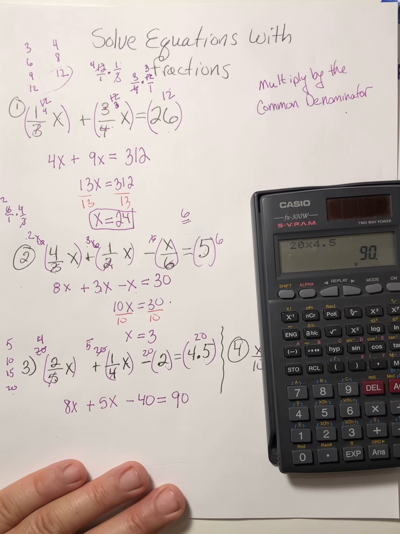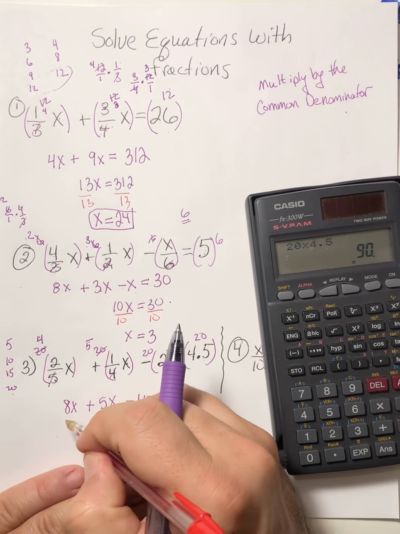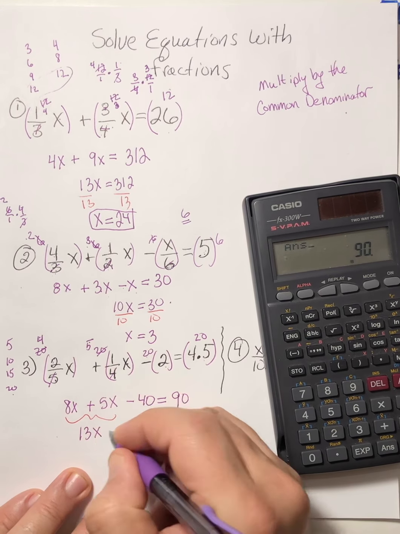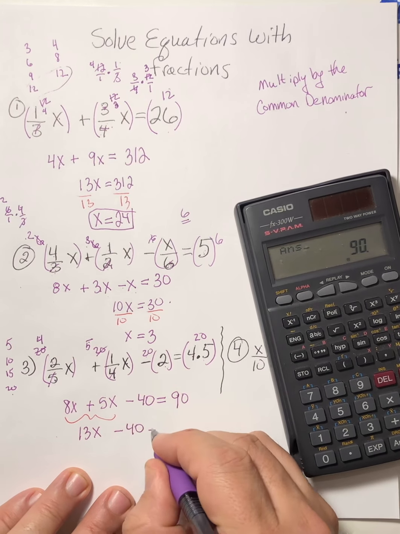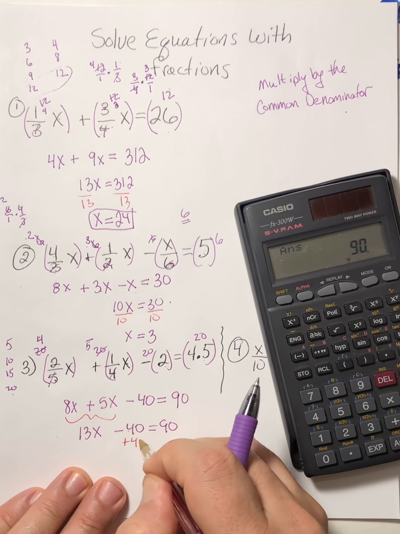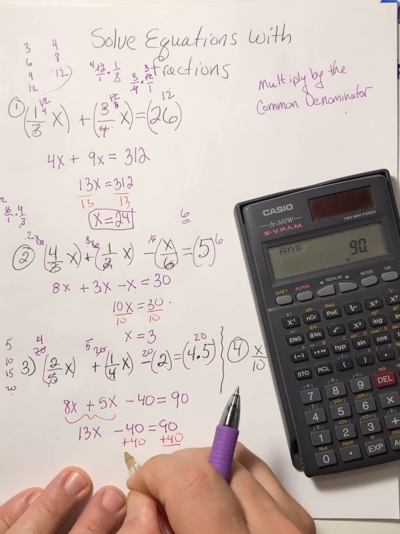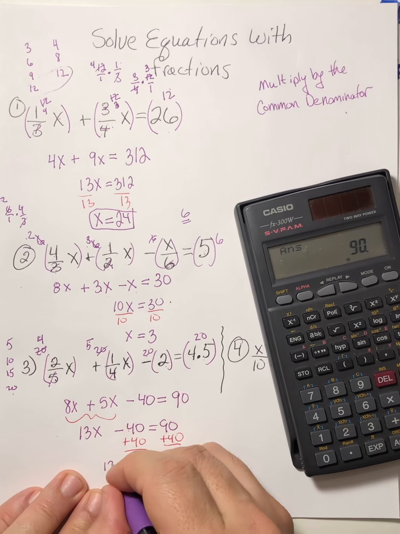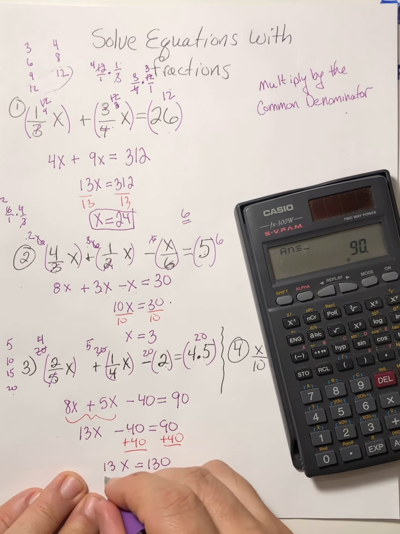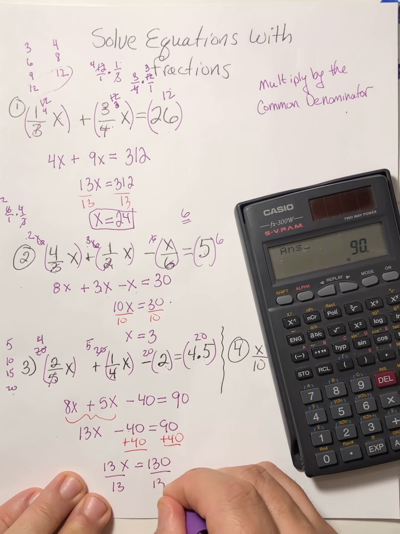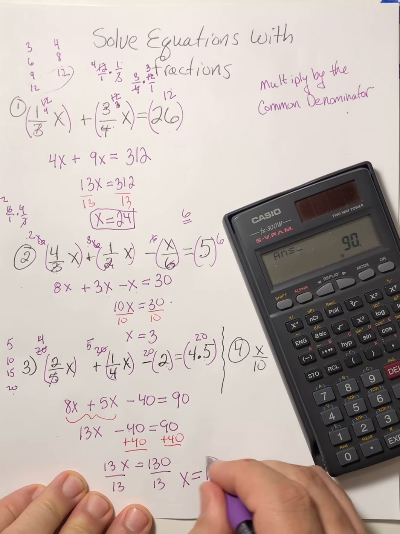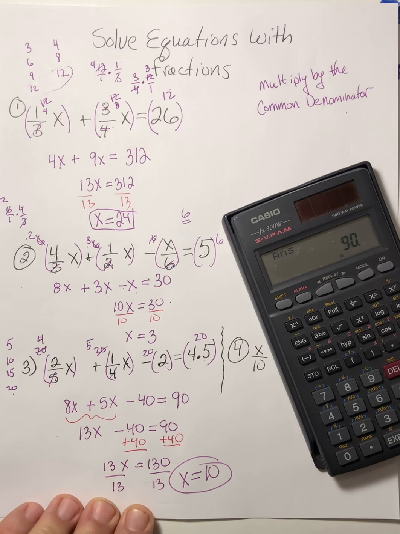Our rest is our algebra. Remember, combine these two. So I have 13x minus 40 equals 90. That's right, we're going to add 40. So I have 13x equals 130, and now I divide by 13. So x equals 10. Okay, easy peasy.